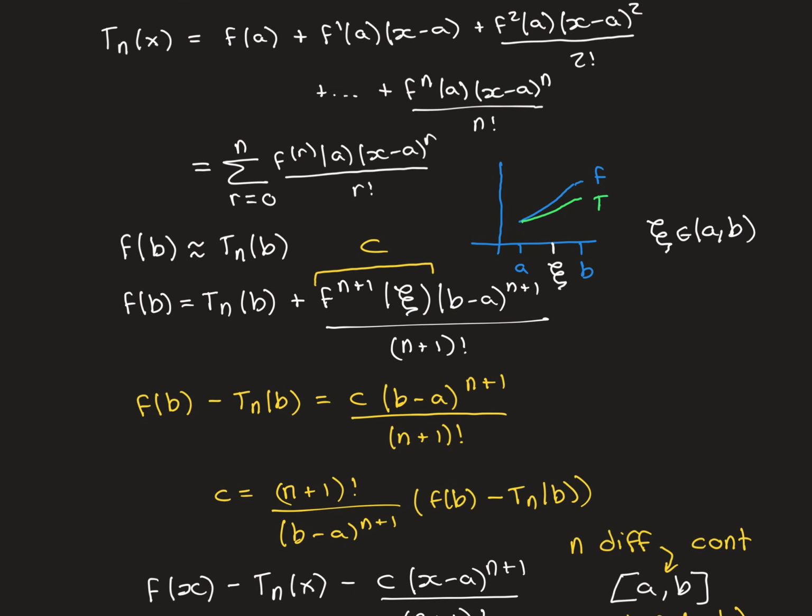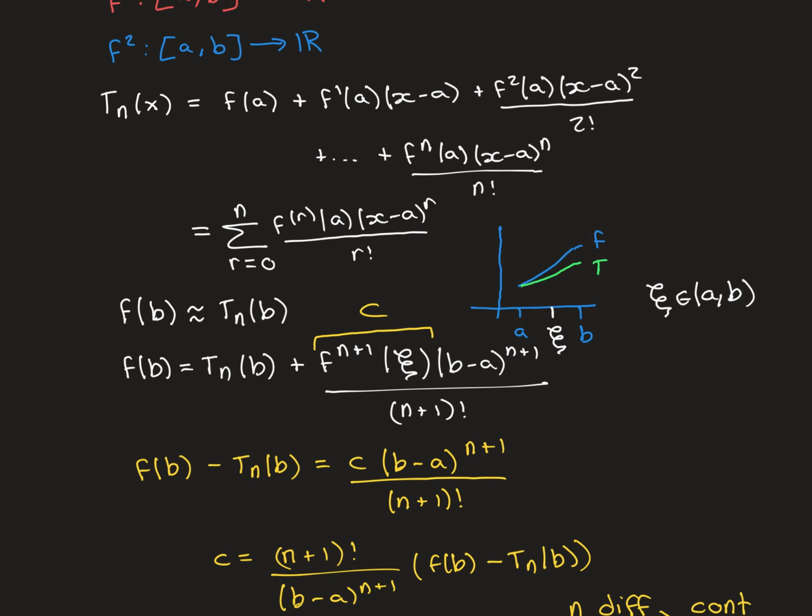So it says if you have the Taylor polynomial based around the point a here, and you want to use it to approximate the value of the function at b, then the error term, the difference between the two, is given by something of this form. There will exist a xi in between a and b such that if you plug it in here, this equality is true.